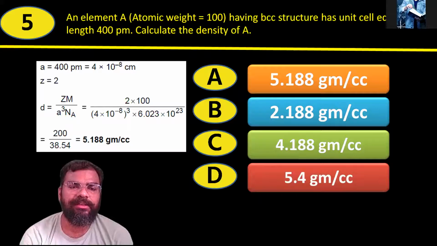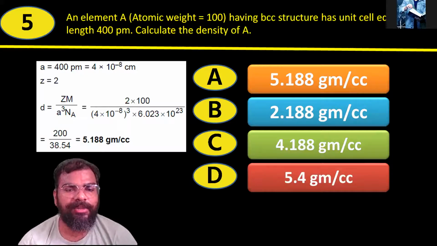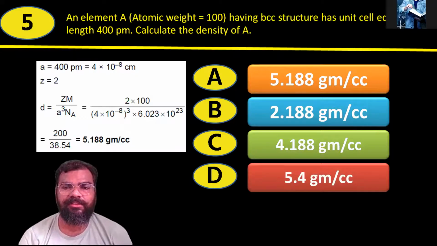And then the power: 8 threes are 24, so it will be minus 24 plus 23. So minus 1 will be remaining, that will be carried forward in the answer. So 5.188 gram per cc is the correct option for it. That is, option A is the correct answer.